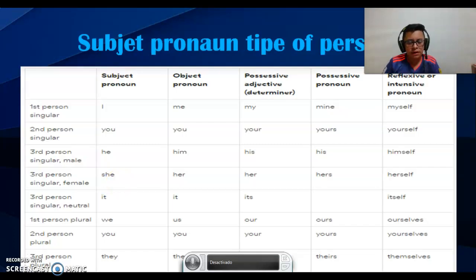Subject pronoun type of person. The subject pronoun I is in first person, you in second person, he in third person, she in third person, it in third person, we in first person, you in second person, and they in third person.